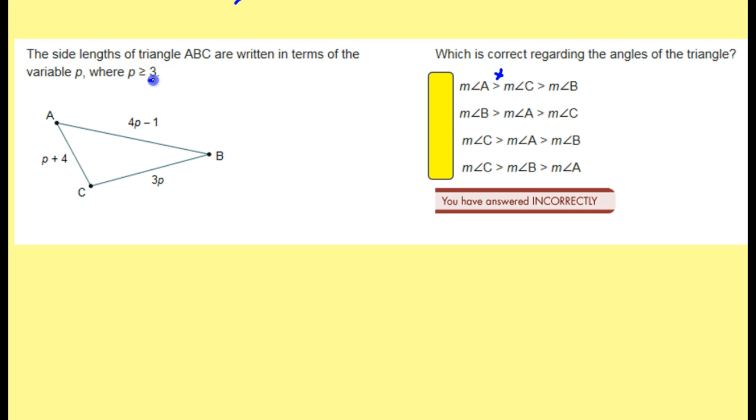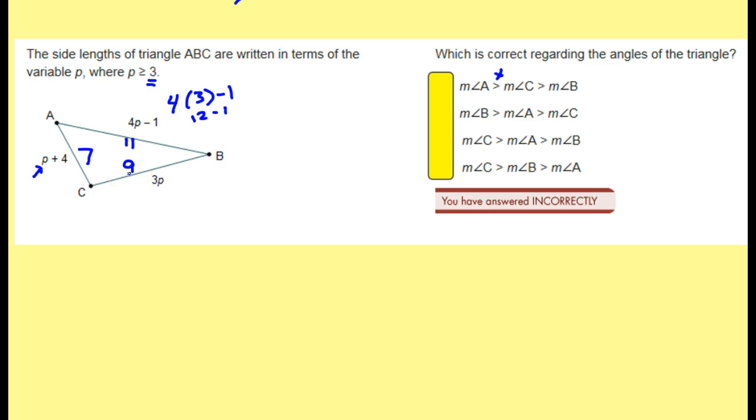So what you can do is just plug in this number. It says greater than or equal to 3. Let's put in 3 and see what happens. If I plug in 3 right here for p, then that makes this 3 plus 4, so that's 7. Imagine if I plug in 3 right here, then that would give me 4 times 3 minus 1. That's 12 minus 1, so that's 11. So this would be 11. If I put in 3 right here, 3 times 3 is 9, so this would be 9.